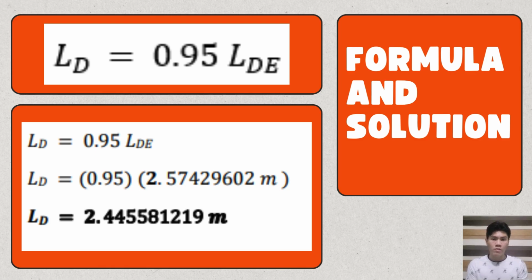Inputting our values, we have 0.95 multiplied to 2.57429602 meters is equal to 2.445581219 meters.